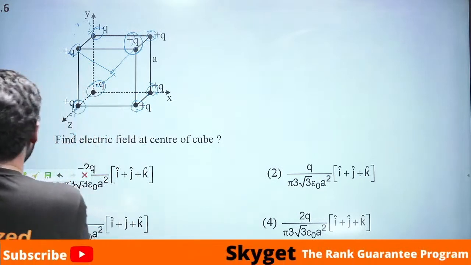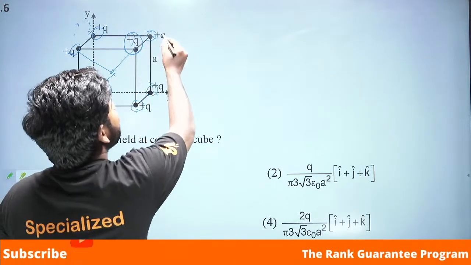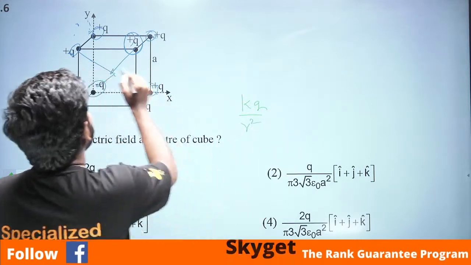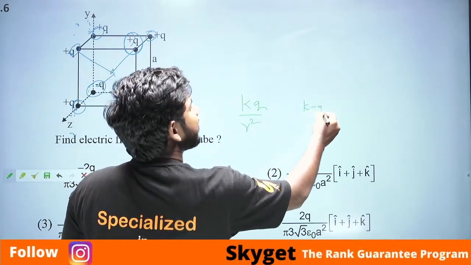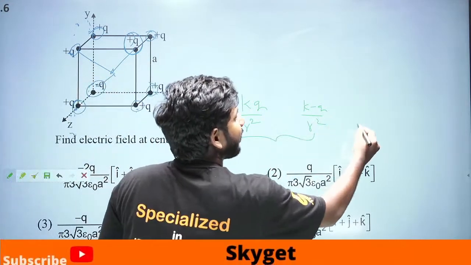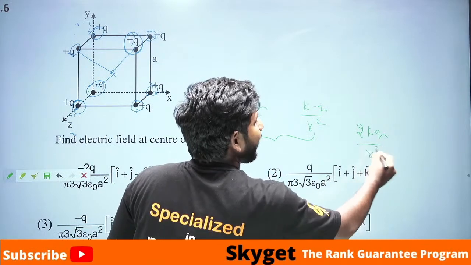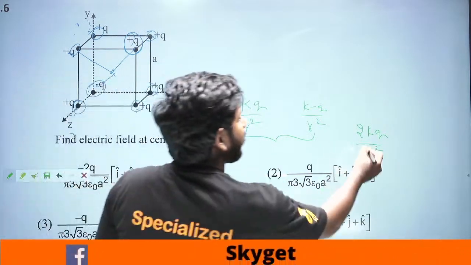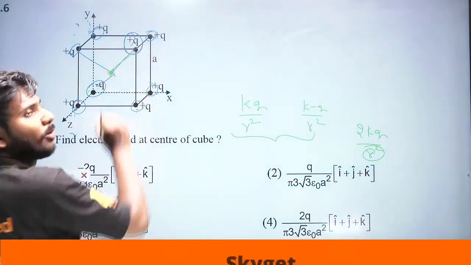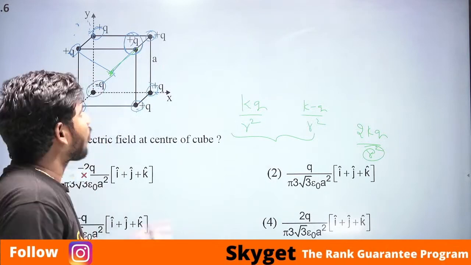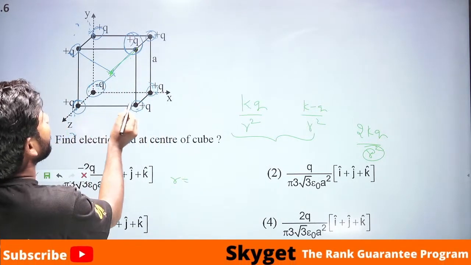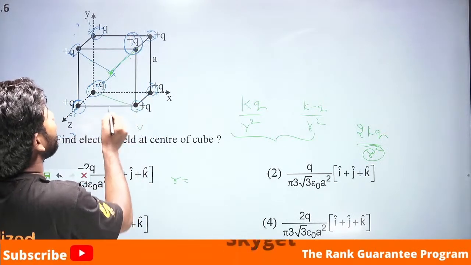So due to this charge, that will be kq by r square. Due to this charge, it will be k into minus q by r square. But they are in the same direction, so they both add up: 2kq by r square. What is r here? Distance from the center of the cube to the cornermost point. What is that r here, students? That r is equal to, from Pythagoras theorem, root 2 a.